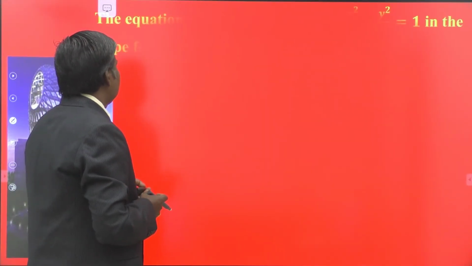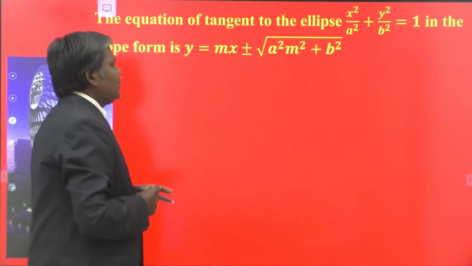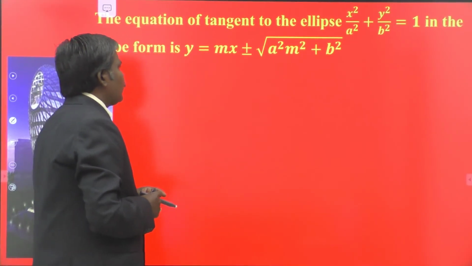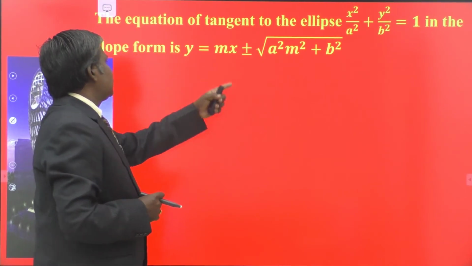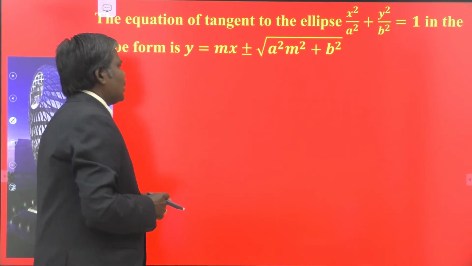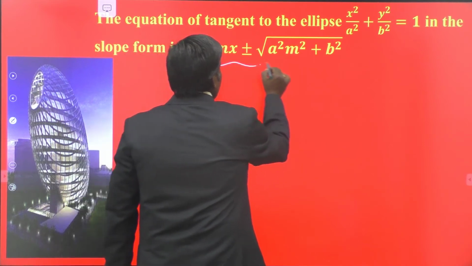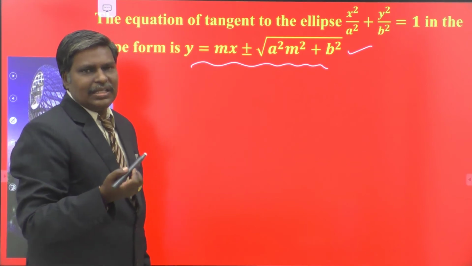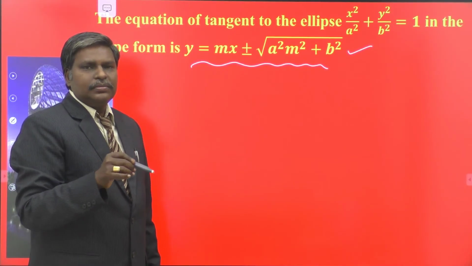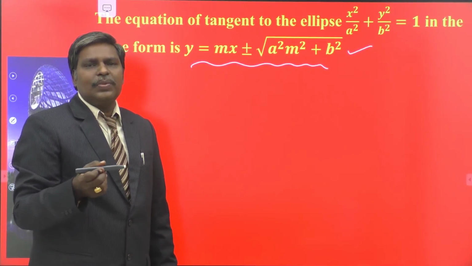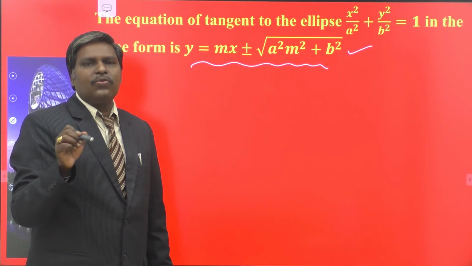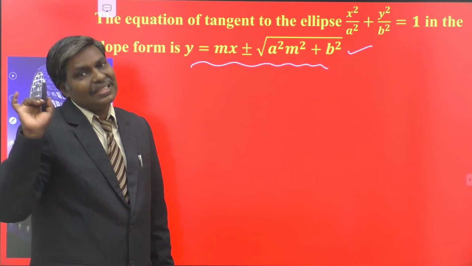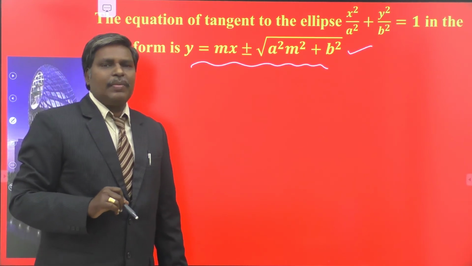See here, the equation of a tangent to the ellipse x square by a square plus y square by b square equal to 1 in the slope form is y is equal to mx plus or minus root of a square m square plus b square. Very, very important formula. In the same manner we discussed in the parabola: the equation of any tangent to the parabola y square equal to 4ax in the slope form is y is equal to mx plus a by m. C equal to a by m there.